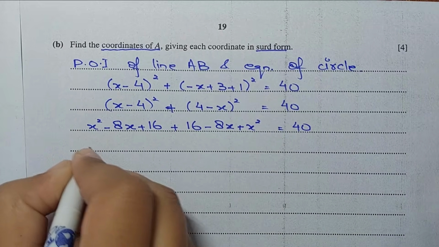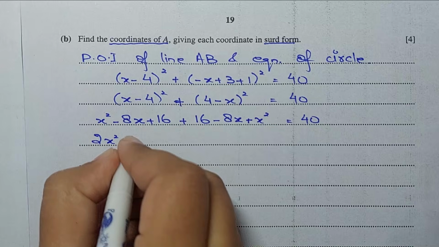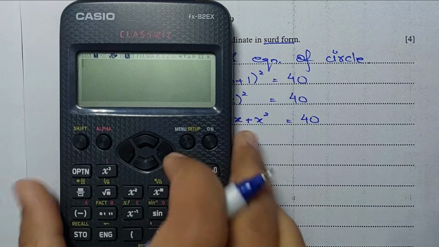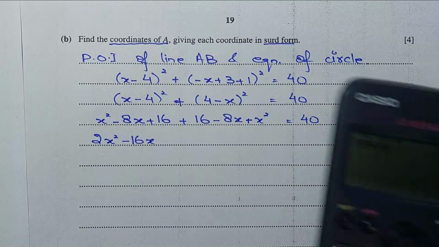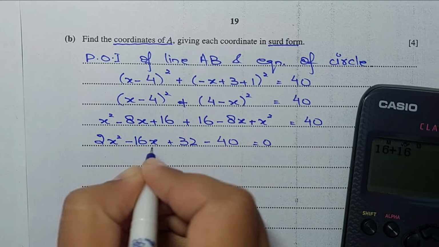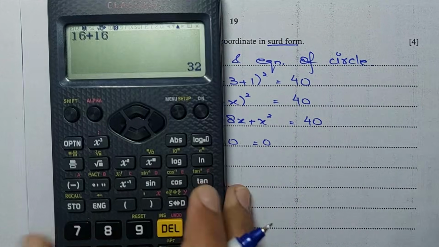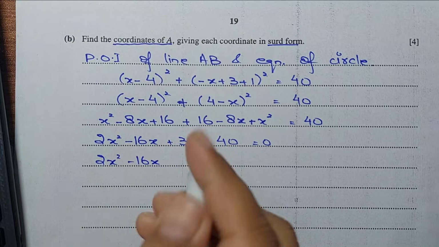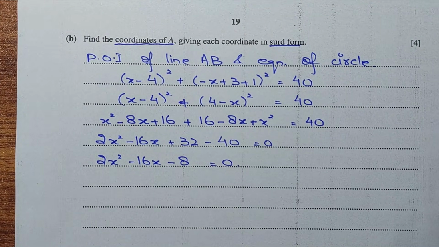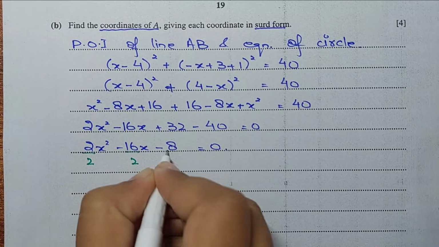Now we have x square and x square, 2 times x square, minus 8x minus 8x is minus 16x, and 16 plus 16 is 32, and shift the 40, equals 0. 2x square minus 16x, from 32 take away 40 is just minus 8, equals 0. Now throughout the equation we can divide it by 2. All the terms are divisible by 2 on both sides.